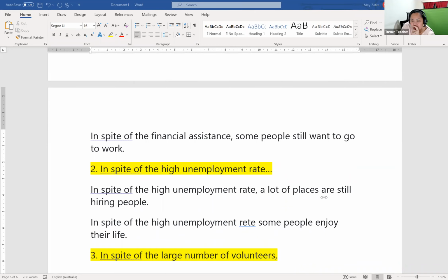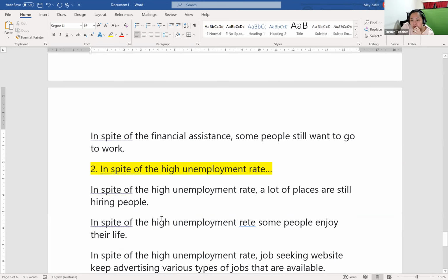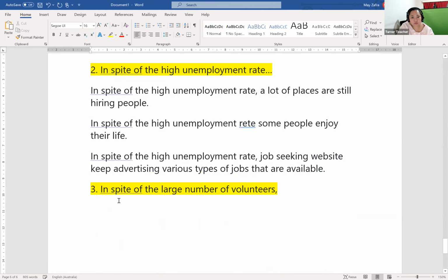In spite the high unemployment rate, job seeking website keep advertising various types of jobs that are available. Yes, correct. Good. In spite of the large number of volunteers, rescue team are struggling to cope with the high volume of calls. Yes, with high volume of calls. Yeah, correct. With S, the calls. Calls.